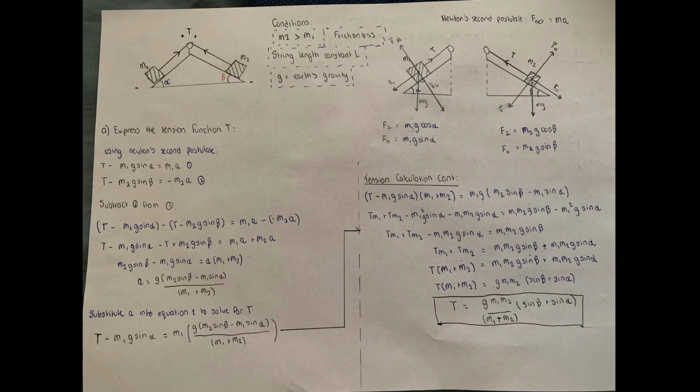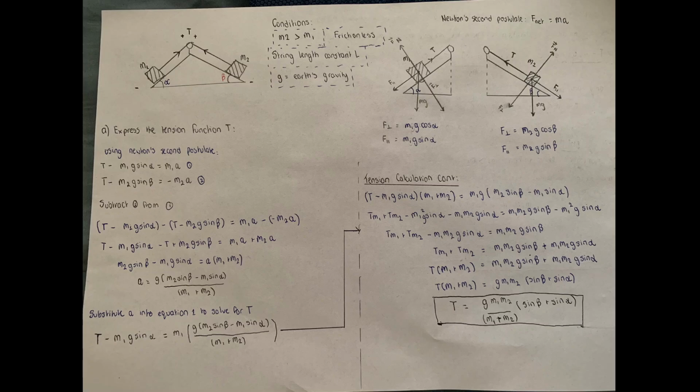Now, since it's in that form, we divide both sides by M1 plus M2. And if we take out the common factor of G on the left side, we are given A is equal to G (M2 sine beta minus M1 sine alpha) all over M1 plus M2. Now we have our acceleration.